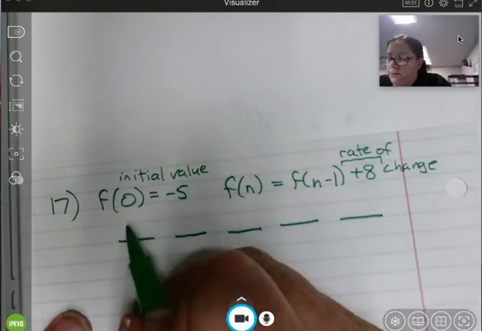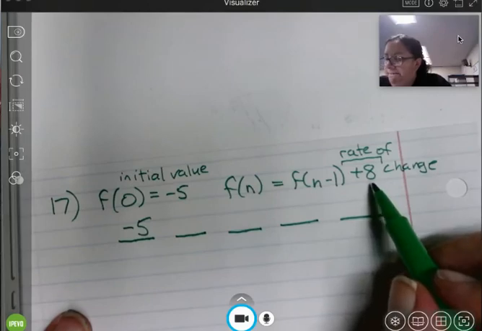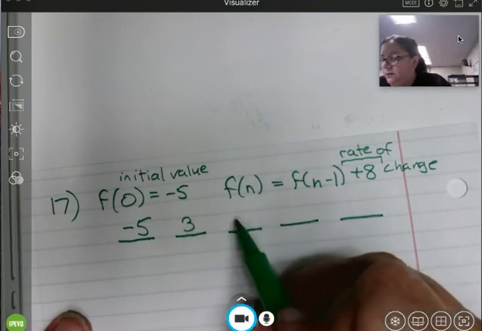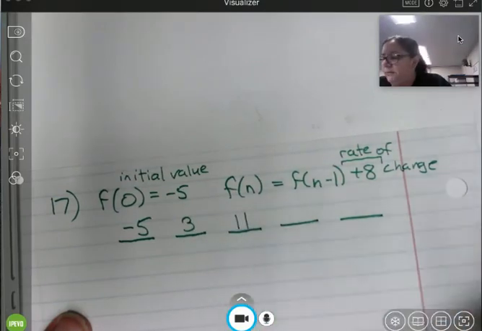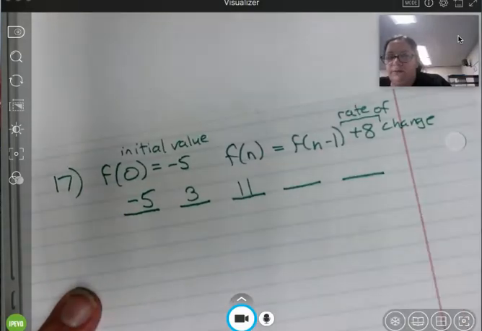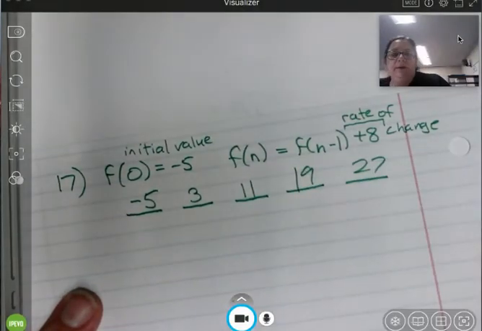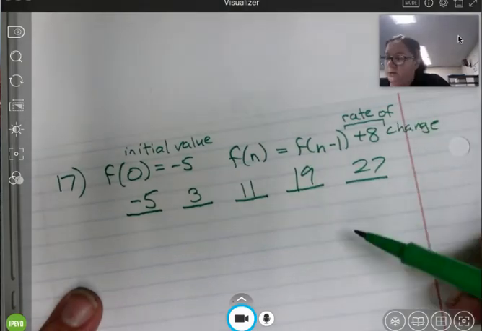So of course we'd start with negative 5. Our rate of change is plus 8. Negative 5 plus 8, that would get me to 3, plus 8, 11, and so on. I don't have to add those other ones for you. Well, yes I do. 19, 27. There you go. Good. And so part of your assignment is to do 18 and 19. So I just wanted to show you one of those so you remembered how to do those.